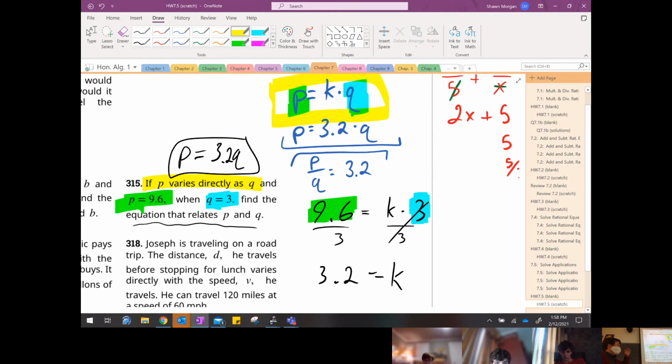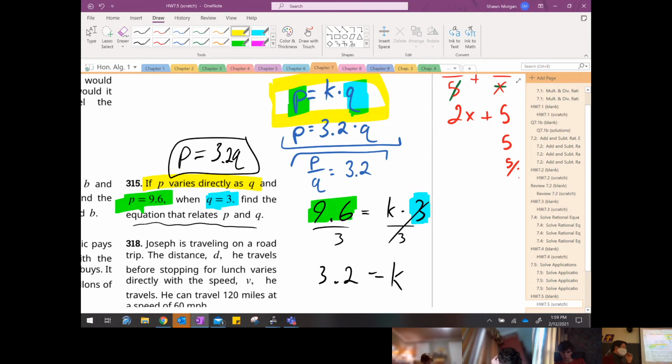All right, and then it gives me this initial condition. It gives me the P, it gives me the Q, so I can solve for what? I can solve for K, which we did down here. There's the P, there's the Q. Divide both sides by the 3. We got K equals 3.2. And then the last one is actually a little bit easier. All they wanted to know was, can you plug the K in and leave it in terms of P and Q? So we got P equals 3.2 times Q.